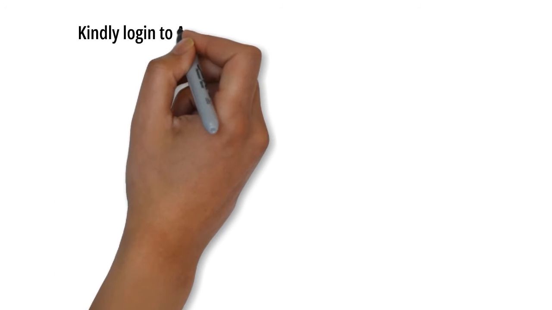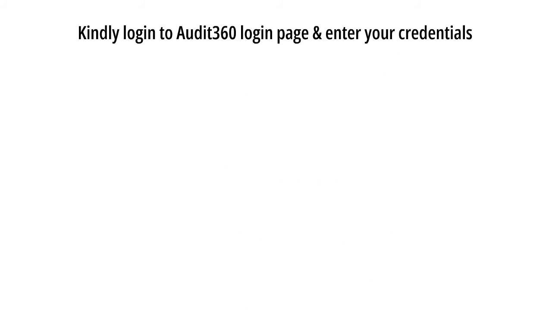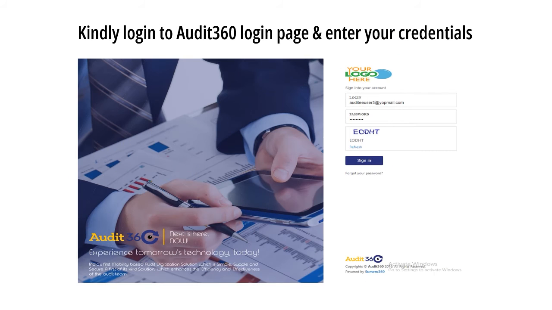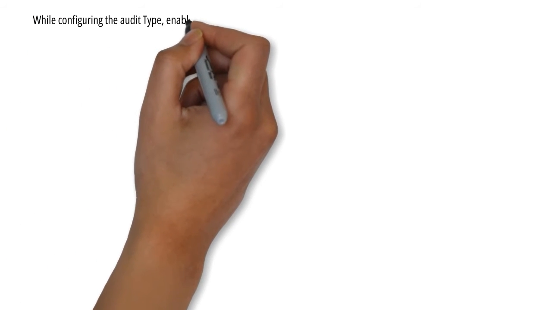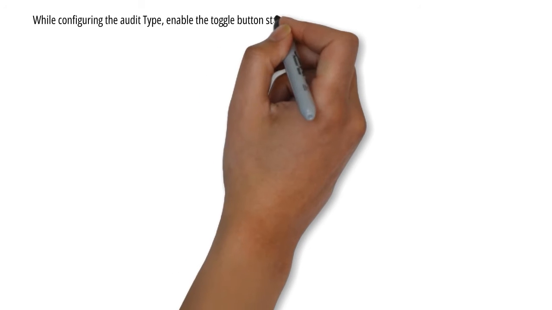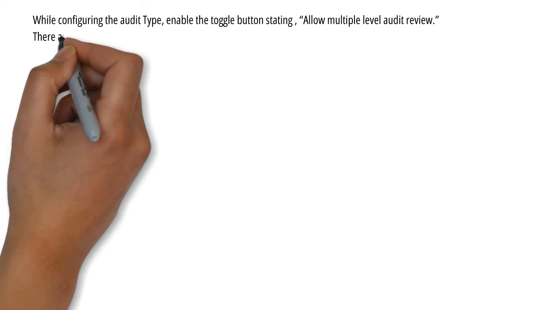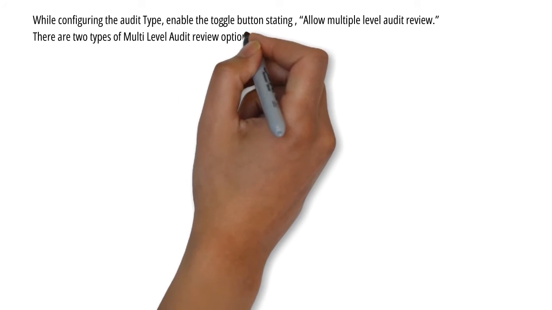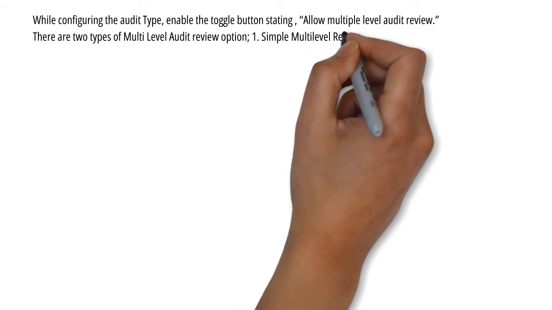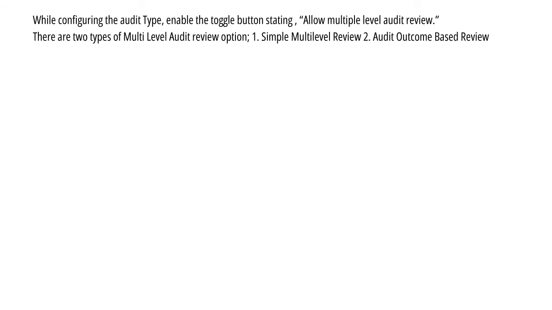Kindly log into Audit 360 login page and enter your credentials. While configuring the audit type, enable the toggle button stating Allow multiple level audit review. There are two types of multi-level audit review option. 1. Simple multi-level review. 2. Audit outcome-based review.